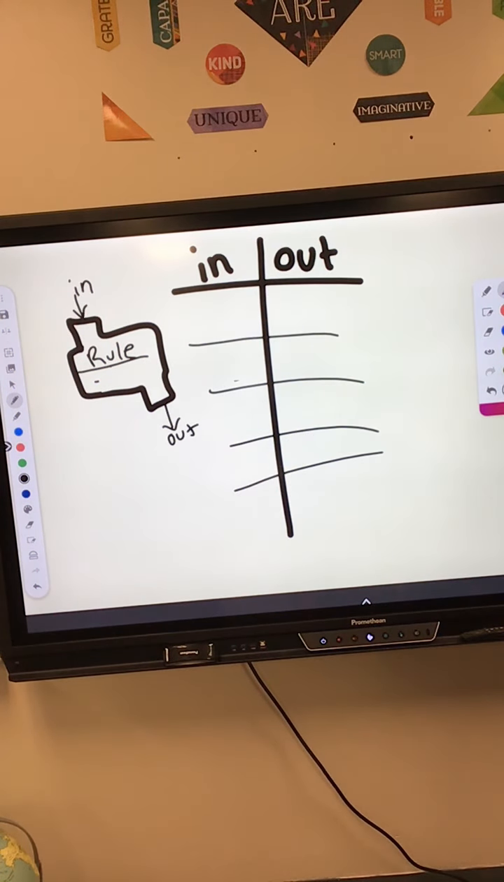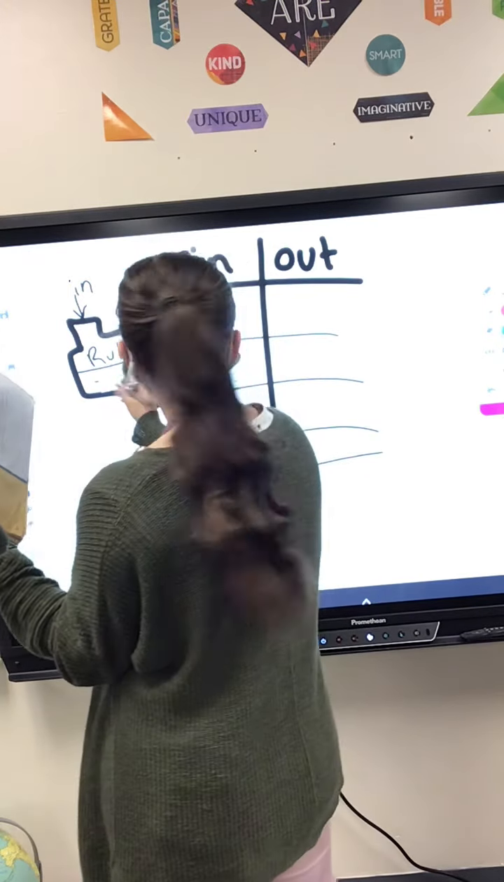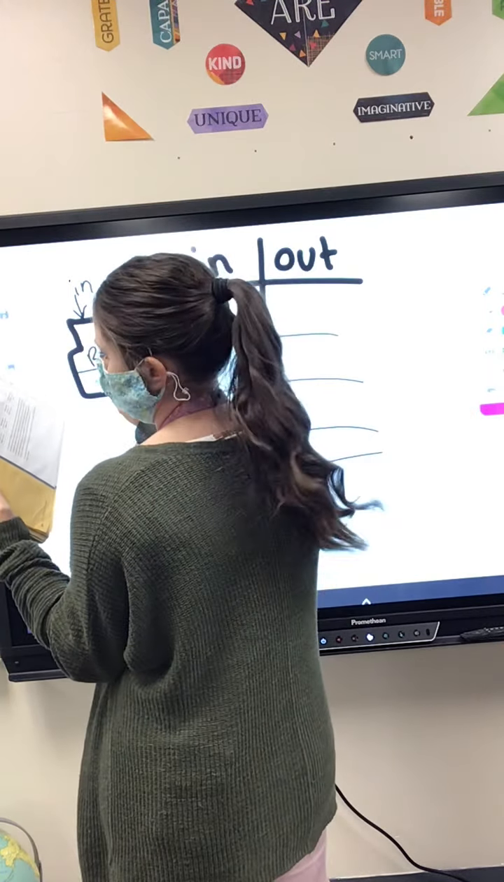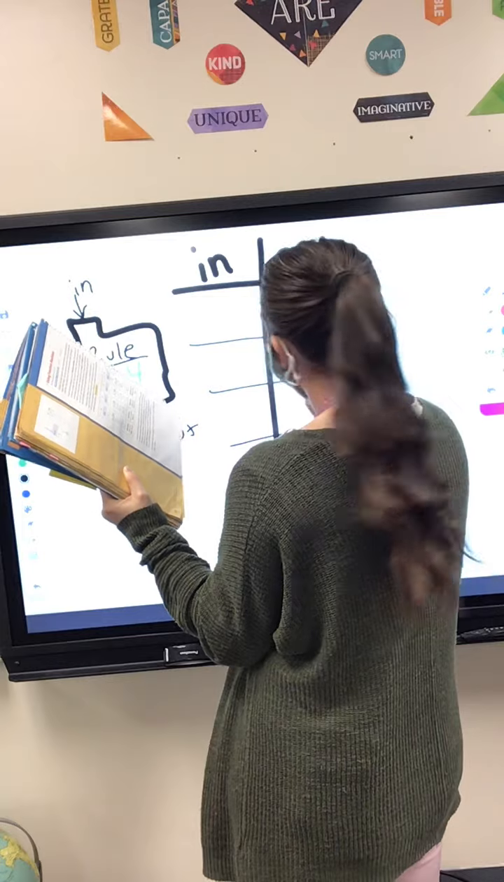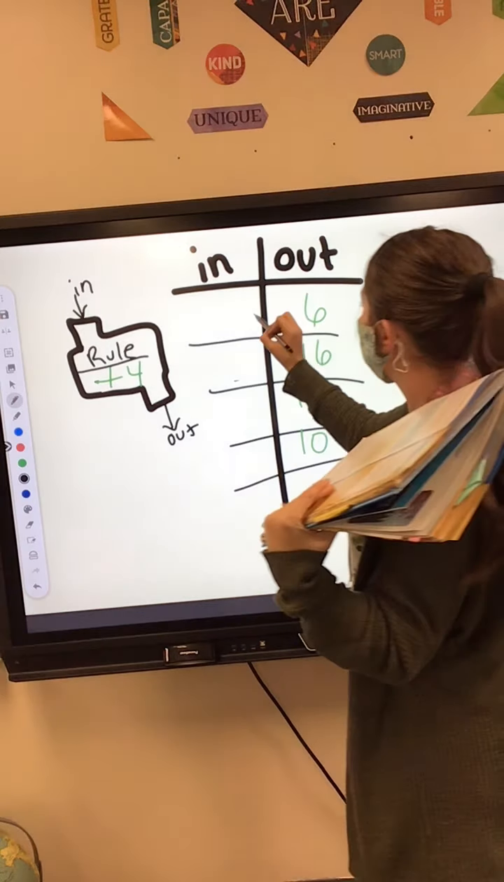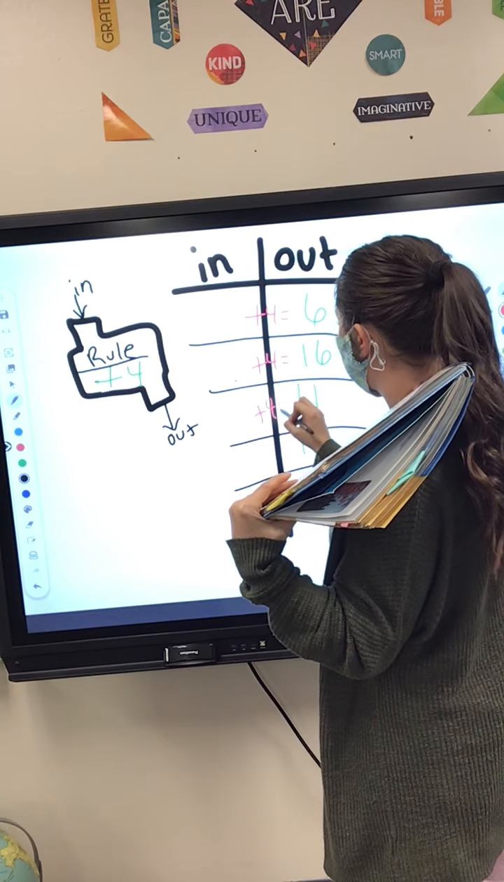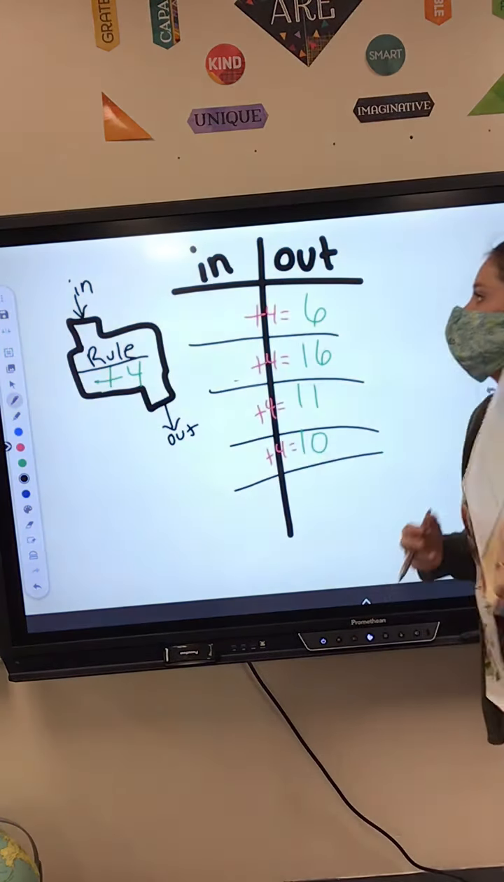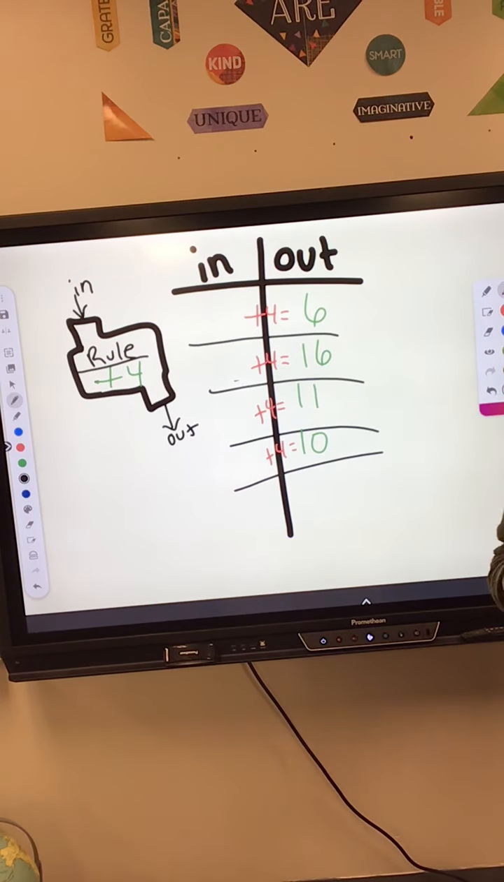Let's do another one. You guys are good at that. I thought I could trick you. Oh, I've got a hard one. This time, I'm going to give you the rule. The rule this time is plus 4. And I'm going to give you the out. See if you can figure out what the in is. What plus 4 equals 6? Anybody know what plus 4 equals 6?